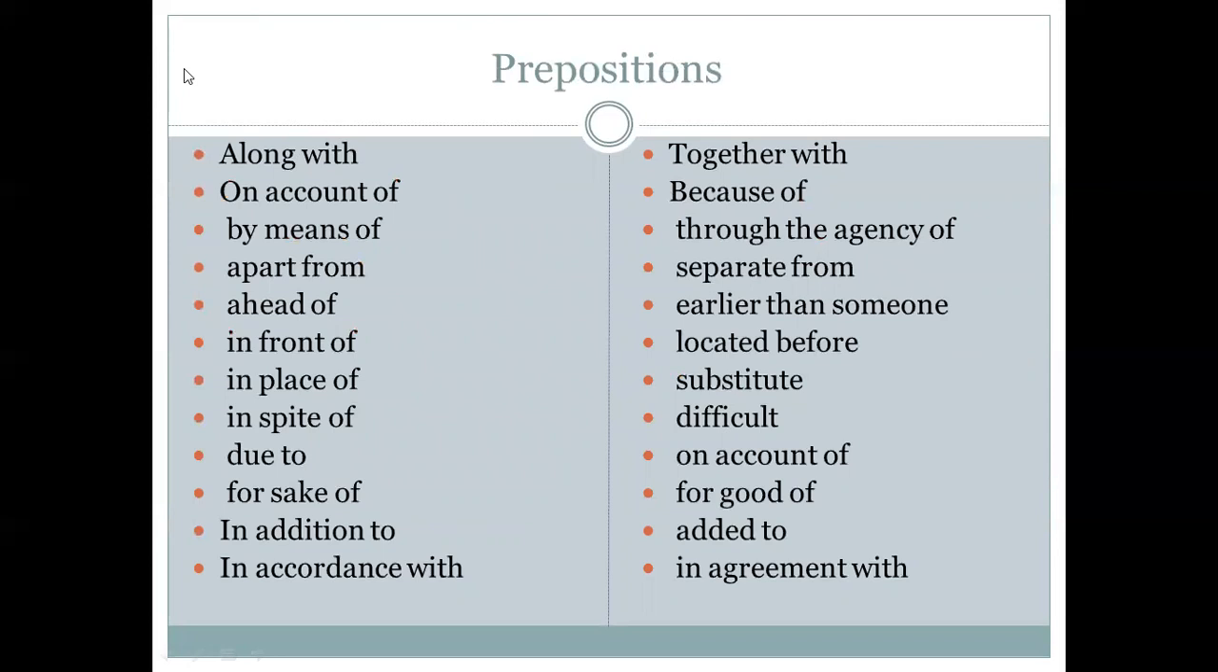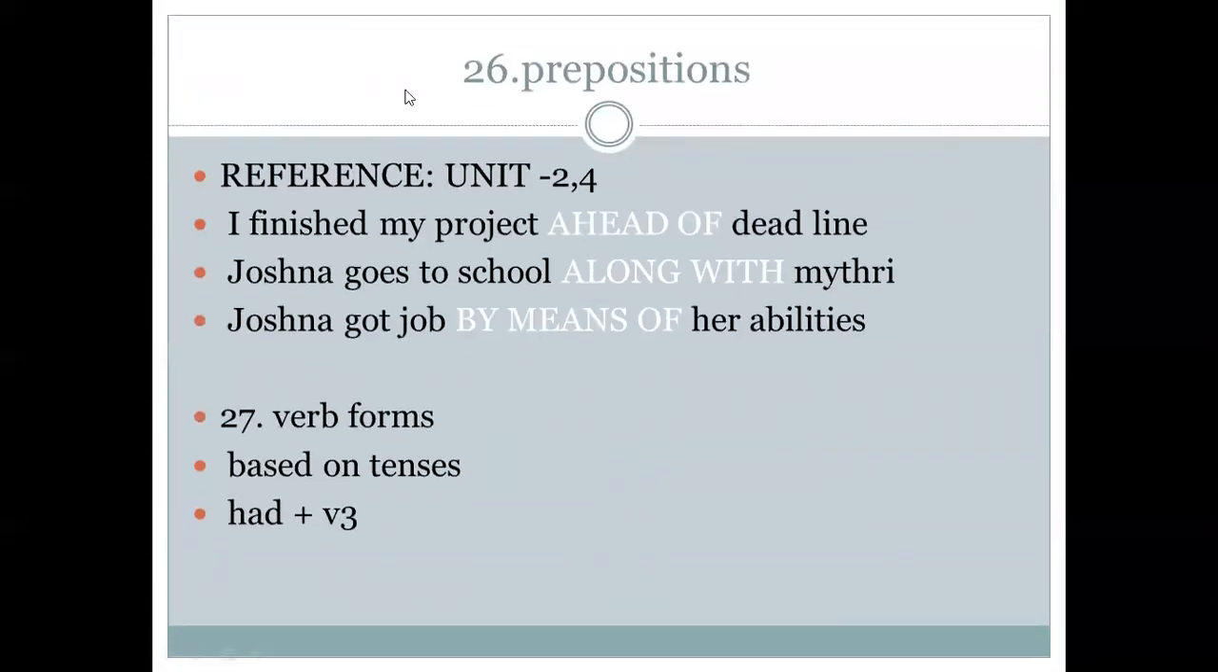And these are some of the prepositions along with together with, on account of, nothing but because of, by means of, through the agency of, apart from, separate from, ahead of, earlier than, somewhat in front of, located before, in place of, substitute, in spite of, difficult, due to, on account of, for sake of, for good of, in addition to, added to, in accordance with, in agreement. These are some of the meanings. And the next slide was prepositions.